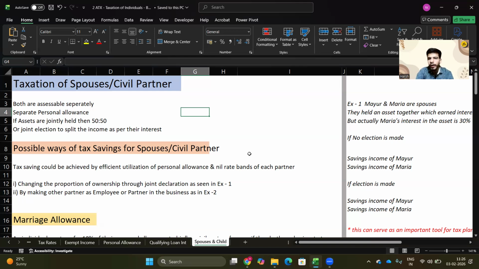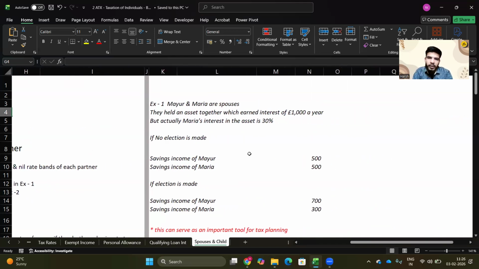So let's say Mayur and Maria are both spouses. They hold assets which earn an interest of £1,000 per year. It is not the case that in the current tax year, Mayur can say that he wants all the interest to be taxed in his name because he is currently falling in the basic rate band and would like to utilize this full band, taking the whole interest income in his return. It shouldn't be happening.